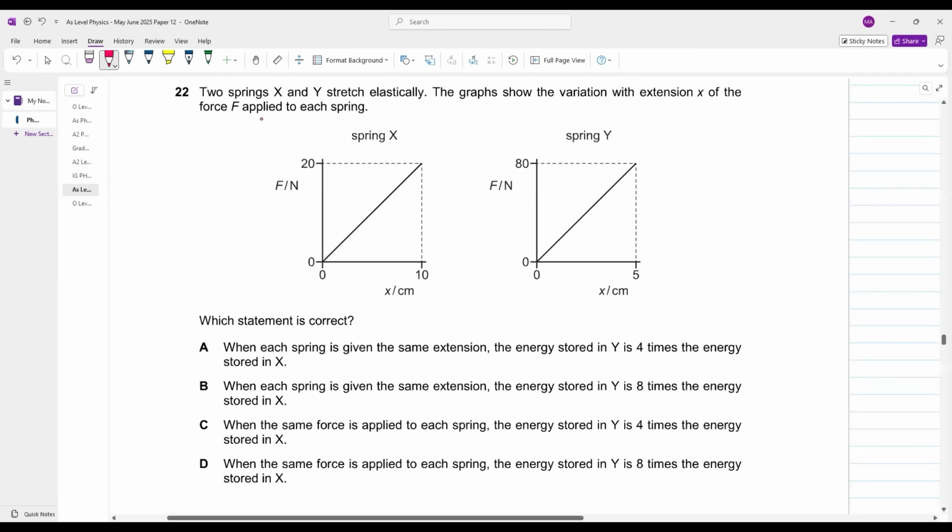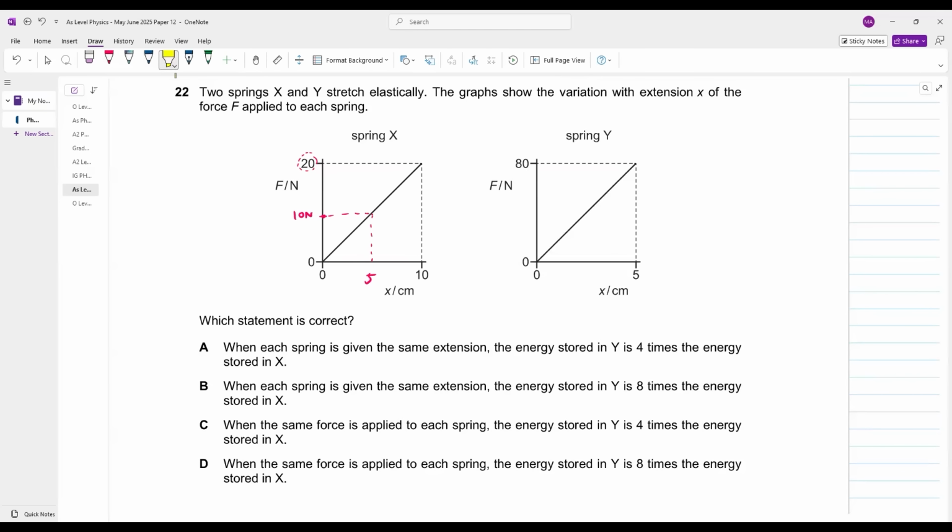Two springs X and Y stretch elastically. The graph shows the variation with extension x of the force applied to each spring. Okay. Which statement is correct? When each spring is given the same extension, the energy stored in Y is 4 times the energy stored in X. Let's calculate that. 20 Newton की force पे you are getting an extension of 10. So 10 Newton की force पे you will get an extension of 5. Now both of them have the same extension.